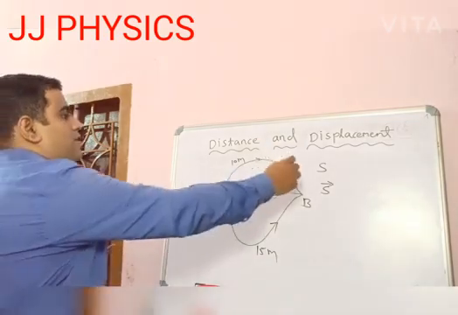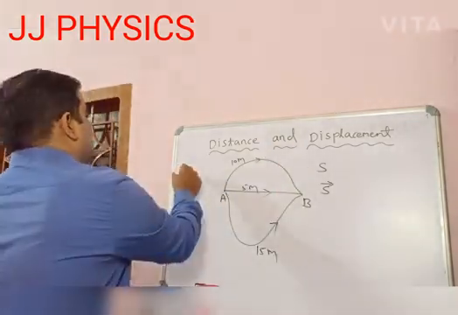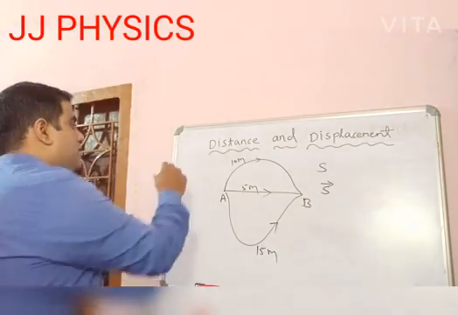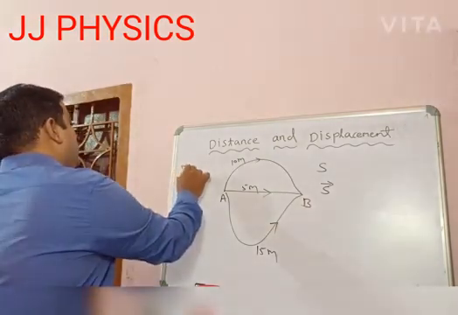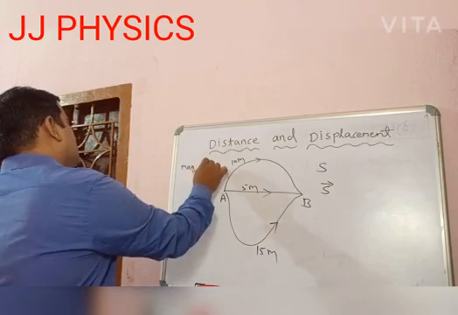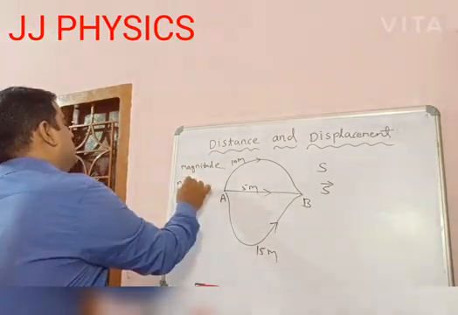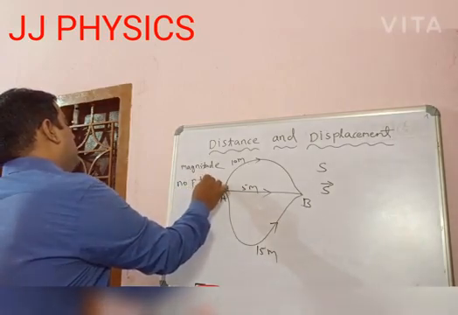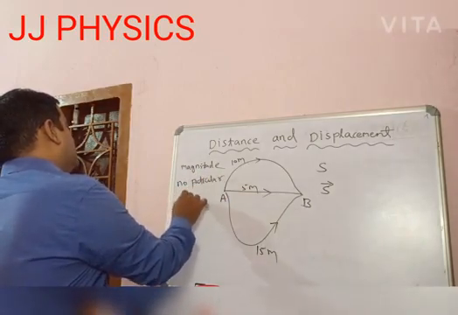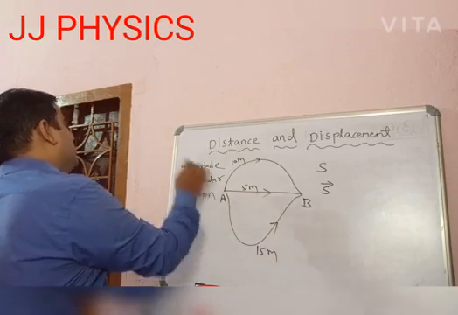Okay, so first, what is scalar? The quantity which has magnitude but no particular direction is called scalar.